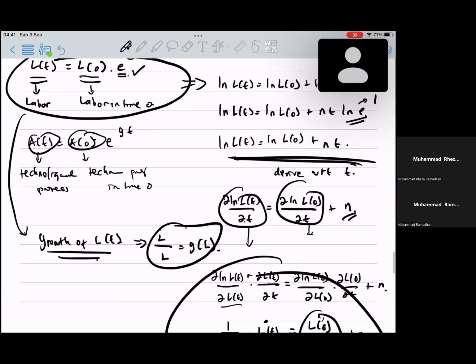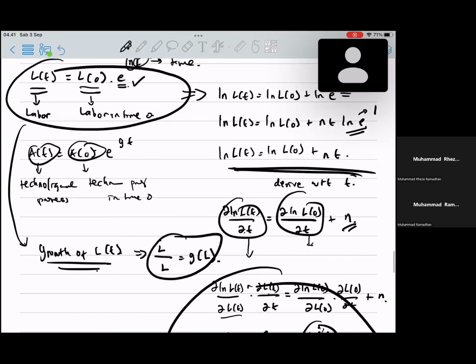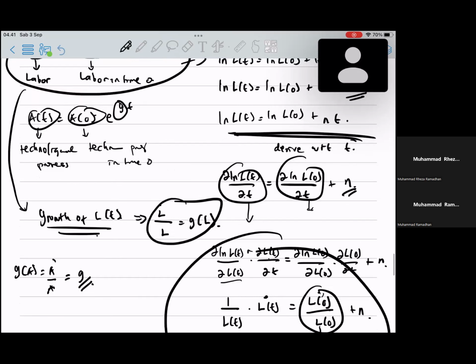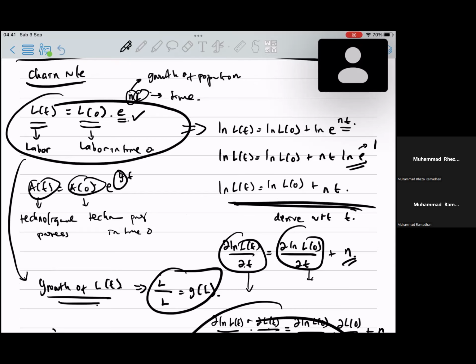With this rule, you can also get the growth rate of technological progress, which is A dot over A, and it is equal to g. Because it has the same pattern.